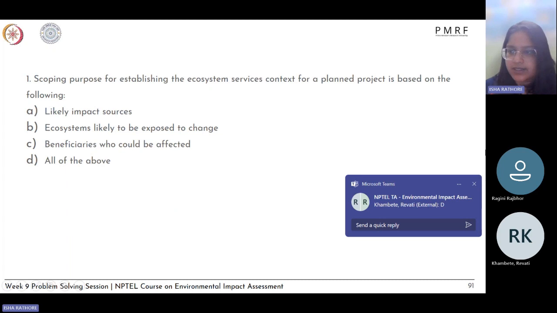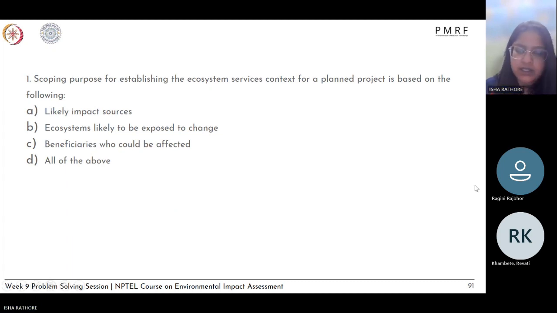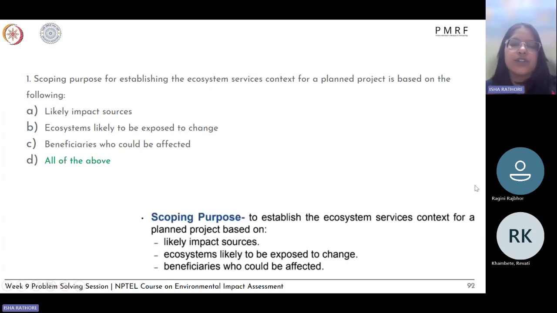Okay, so we have one answer, D. D is the correct answer for establishing the scoping ecosystem service context for the planned project. We focus on the likely impact sources, which are coming out of your construction activities of the post development plan.